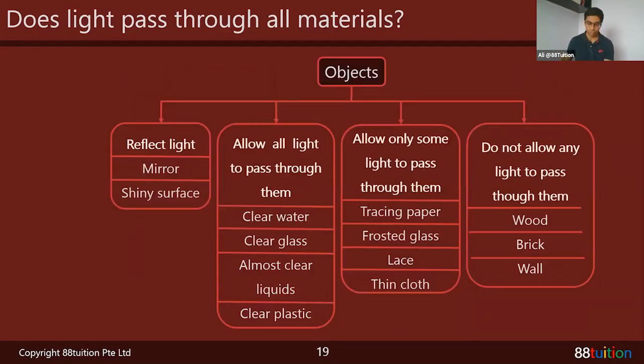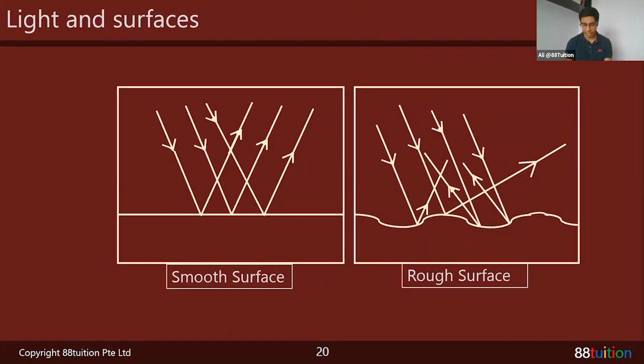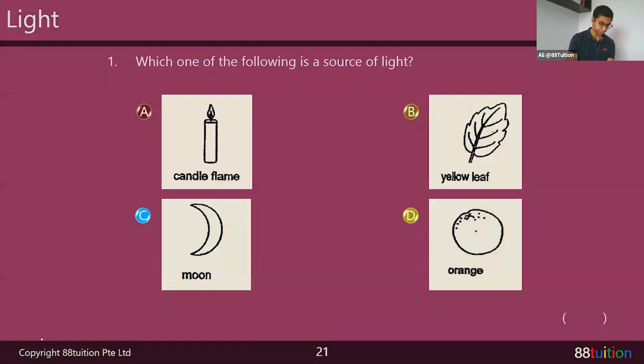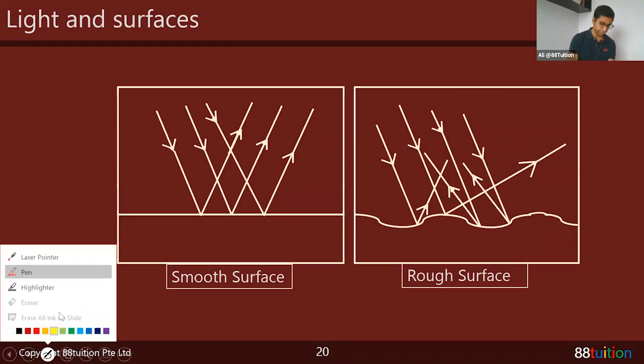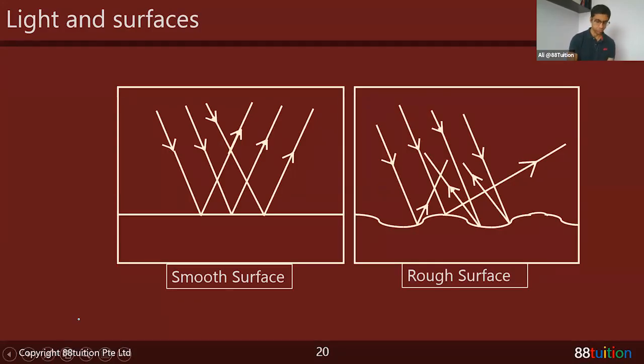Okay, so we have the summary over here. This is the final slide before we go into the questions. When light is reflecting, we have smooth surface versus rough surface. On a smooth surface, it will reflect perfectly. Let's have, what color shall we have? Blue. You see this blue light? This is one ray. Please take note, this is one ray. There is a reflection on this surface.